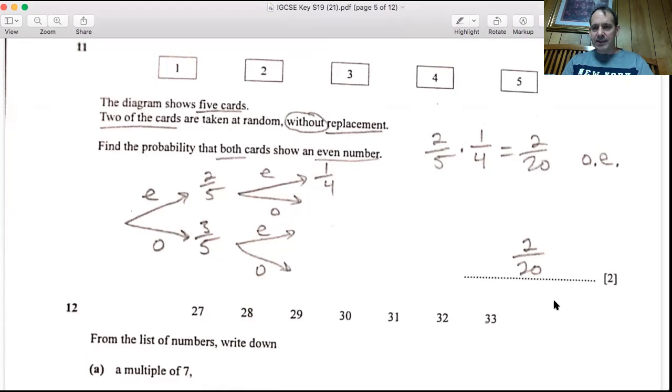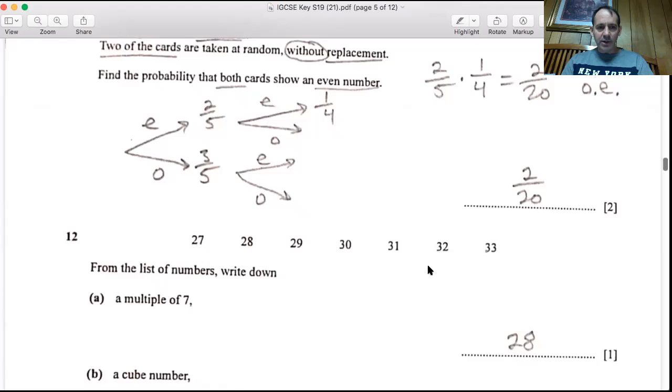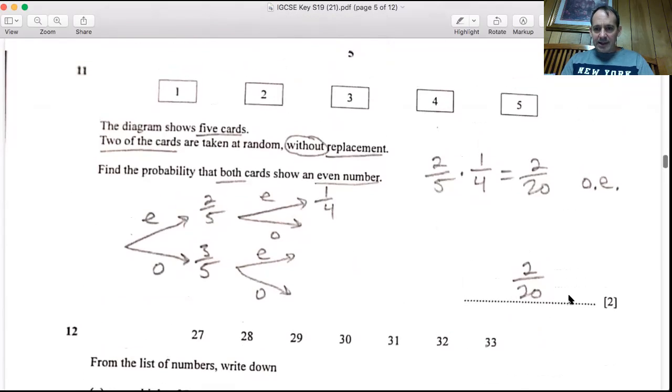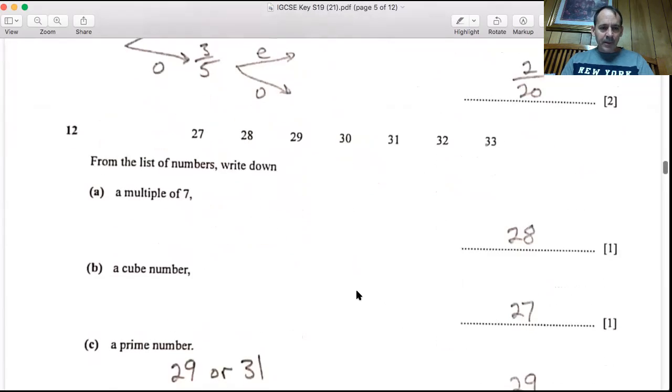Usually with probability, they're more flexible. They don't expect you to reduce it, but you can if you want to. The OE means or equivalent. So they'll take whatever answer you have as long as it's correct. You could have even put 0.1 if you wanted, if you put it as a decimal.